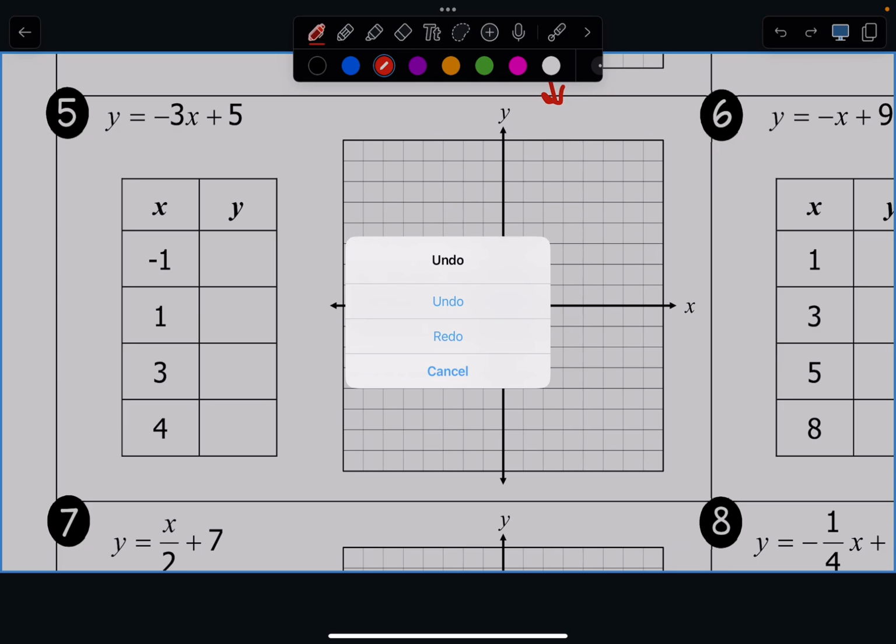Lyndon, are you finding the numbers? Dude, right here. I'm thinking.